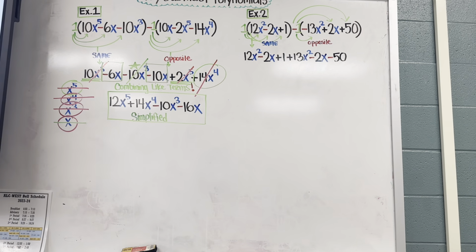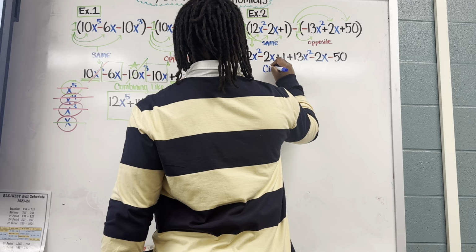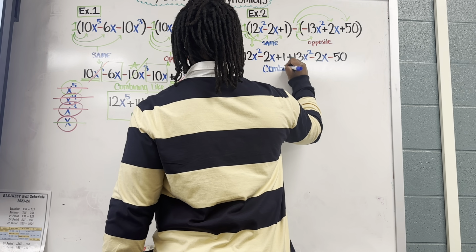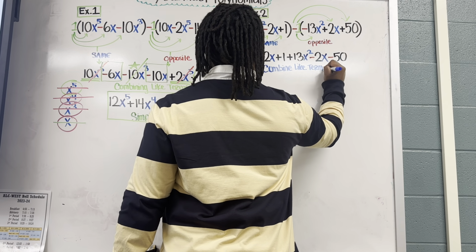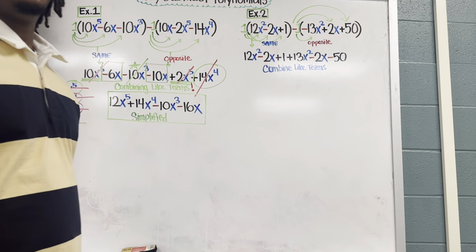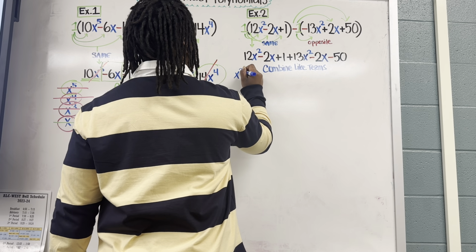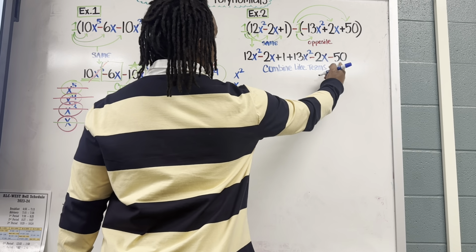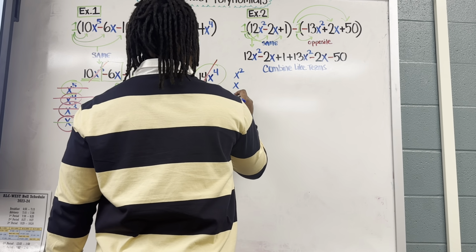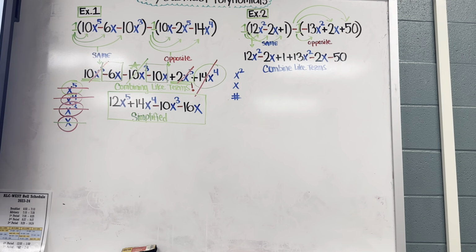Now, once again, guys, the next thing that we need to do is to combine like terms. All right, so let's look at the variable. I have x to the second power, so that's going to be the highest degree, so I'm going to put x to the second power. The next degree is just x to the first power. And then, as you can see, we have some constants, or some numbers, so I'm just going to put the pound sign representing regular numbers. So those are the three groups that we need to combine.